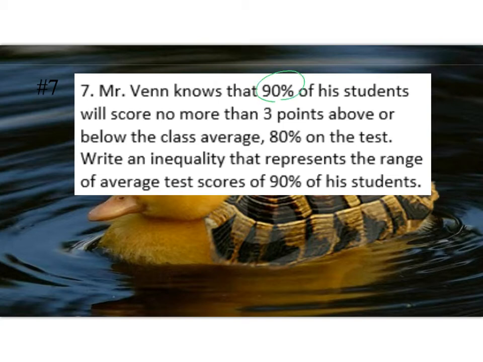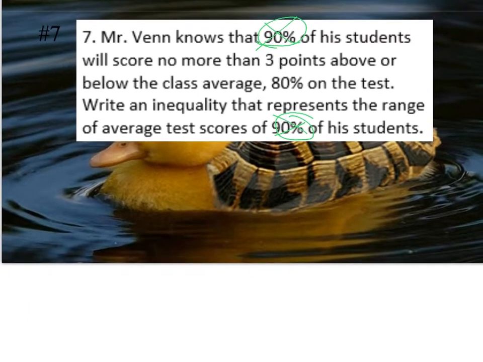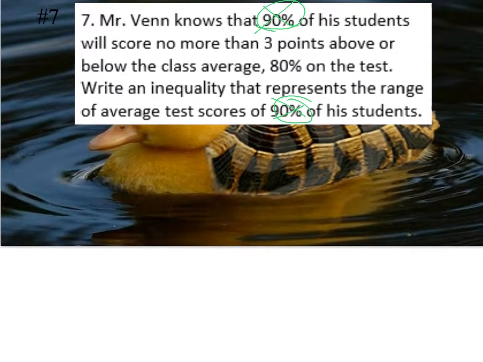Now, this question, there's some information that really is unnecessary, and I can read it without the 90% of the students. Mr. Venn knows that his students will score no more than 3 points above or below the class average. So it's really just kind of just to throw you off. So beware. Maybe that's something you write in your after column. If I want to write an inequality, well, 80% is the average, and I need 3 points above or 3 points below.